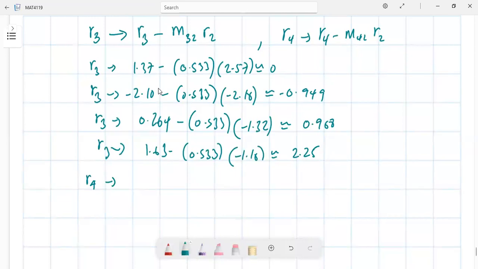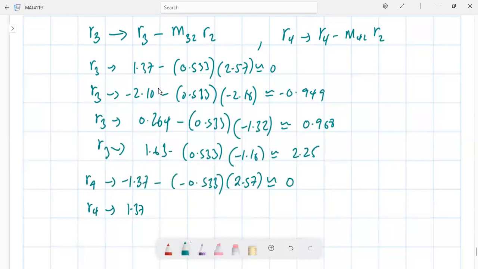So the first element we're trying to change from row 4 is negative 1.37 minus negative 0.533, okay, times the element in row 2, which is 2.57. So this should approximately give you equal to 0. Okay, again, the next element in row 4 we are trying to change is 1.37 minus negative 0.533 times negative 2.16. This is approximately equal to, okay, it's giving me about 0.2219.